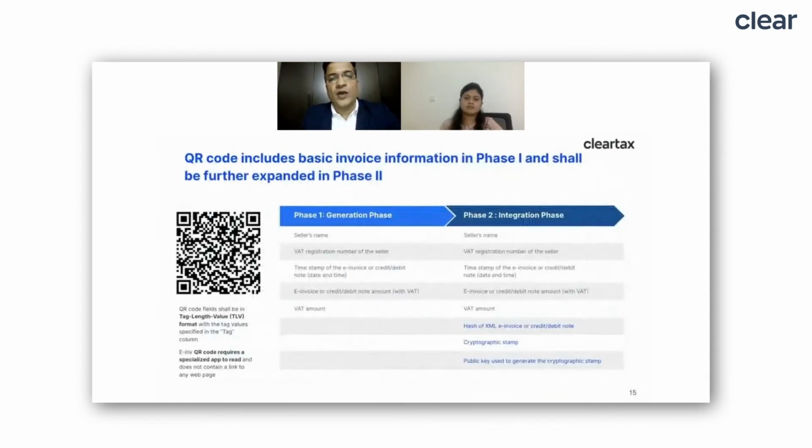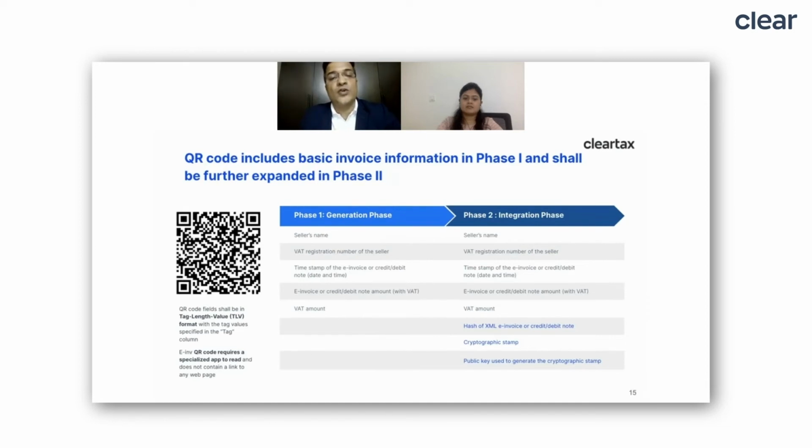Now let's understand the QR code. What is the QR code? What information is required to be captured in the QR code? There are two facts related to the QR code. The QR code fields shall be in TLV, tag-length-value, format. There is a specific format provided by ZATCA, and it should be in TLV format only. Please note, you cannot read the QR code with any generic barcode scanner. You need a specialized app, which would be provided by the ZATCA platform down the line, with which you would be able to read the QR code.